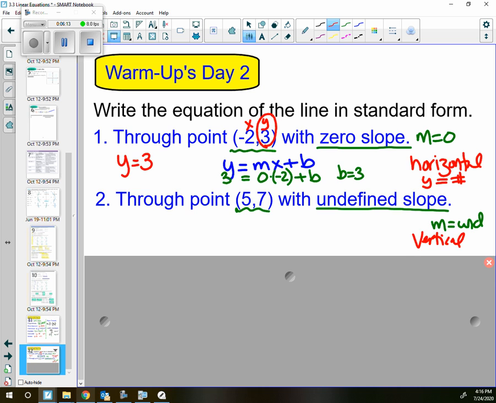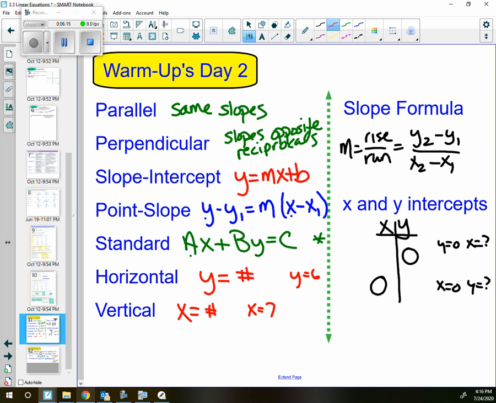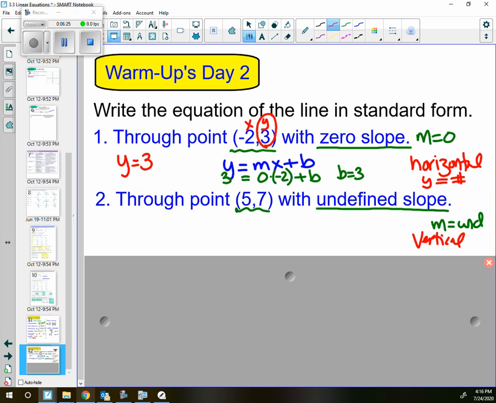Might be handy even in your little chart to go back here. For a horizontal line, we can say the slope is equal to 0. For a vertical line, we're going to say the slope is undefined. So it's another way to identify what you're dealing with. So that means if it's undefined slope and we know it's vertical, that means it's x equals a number.